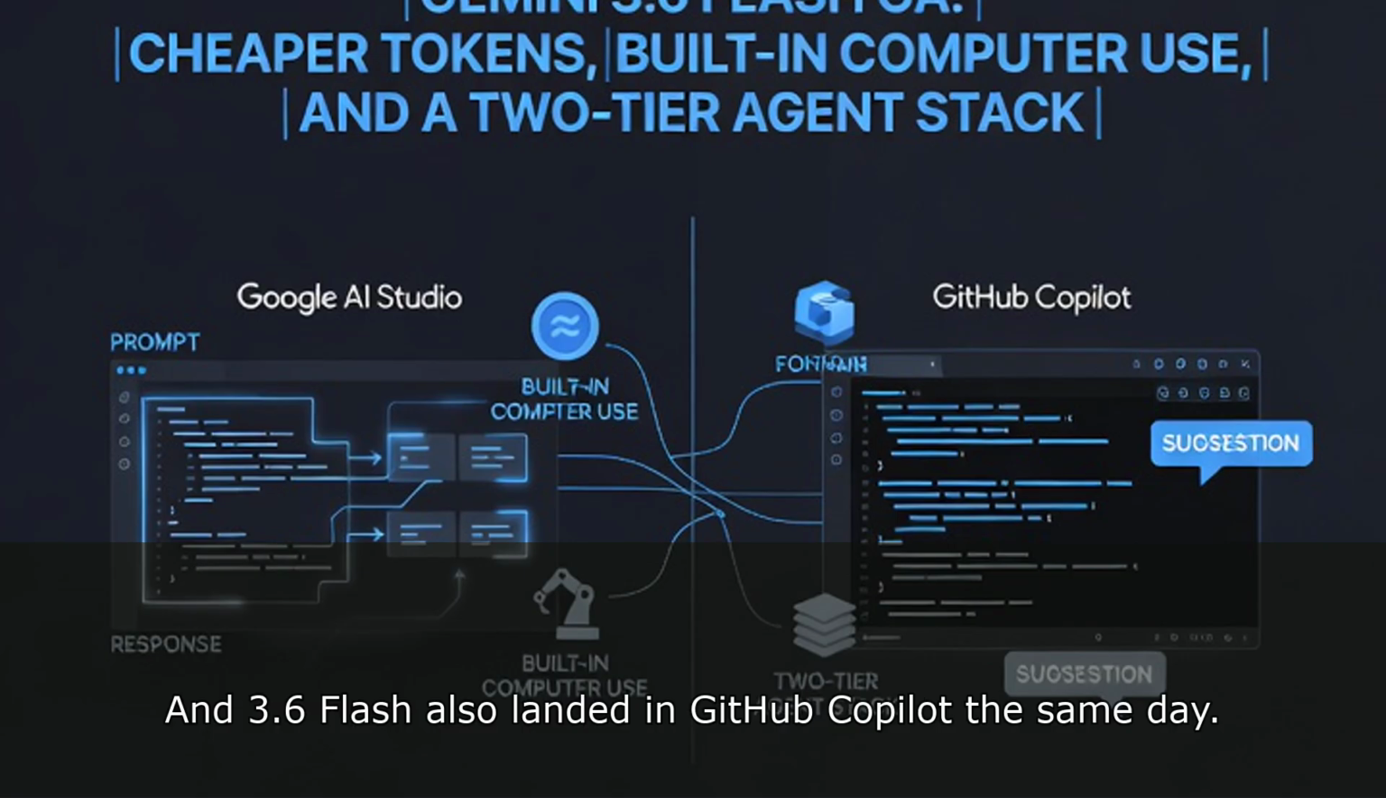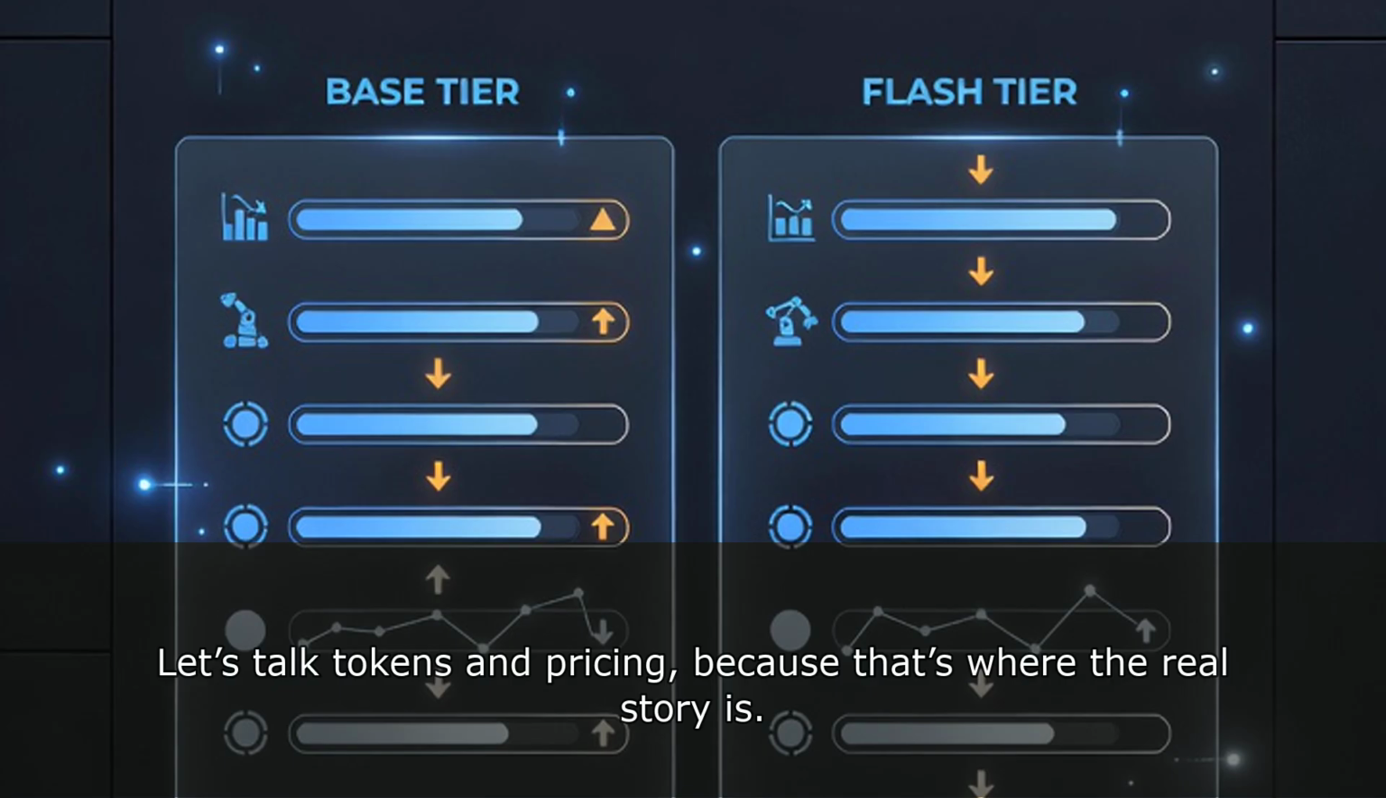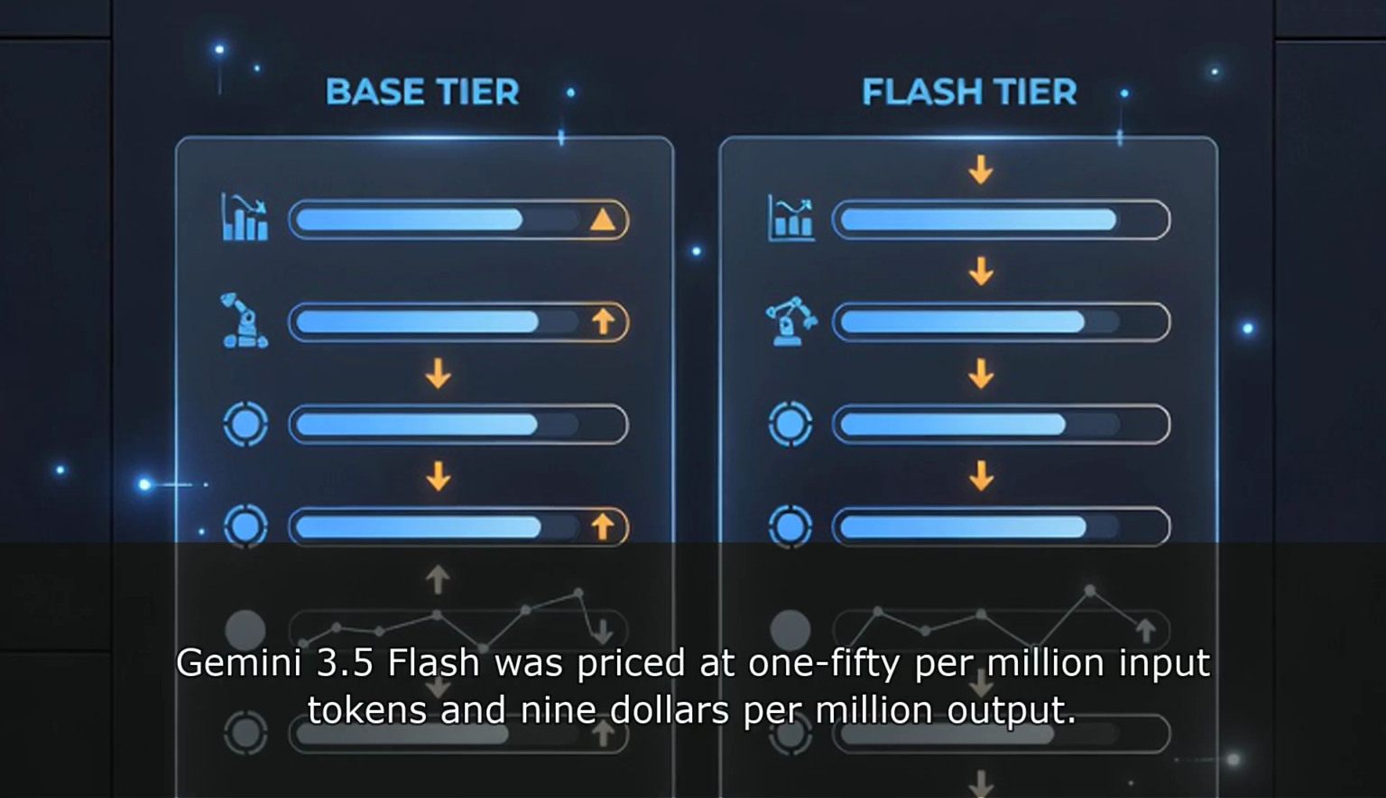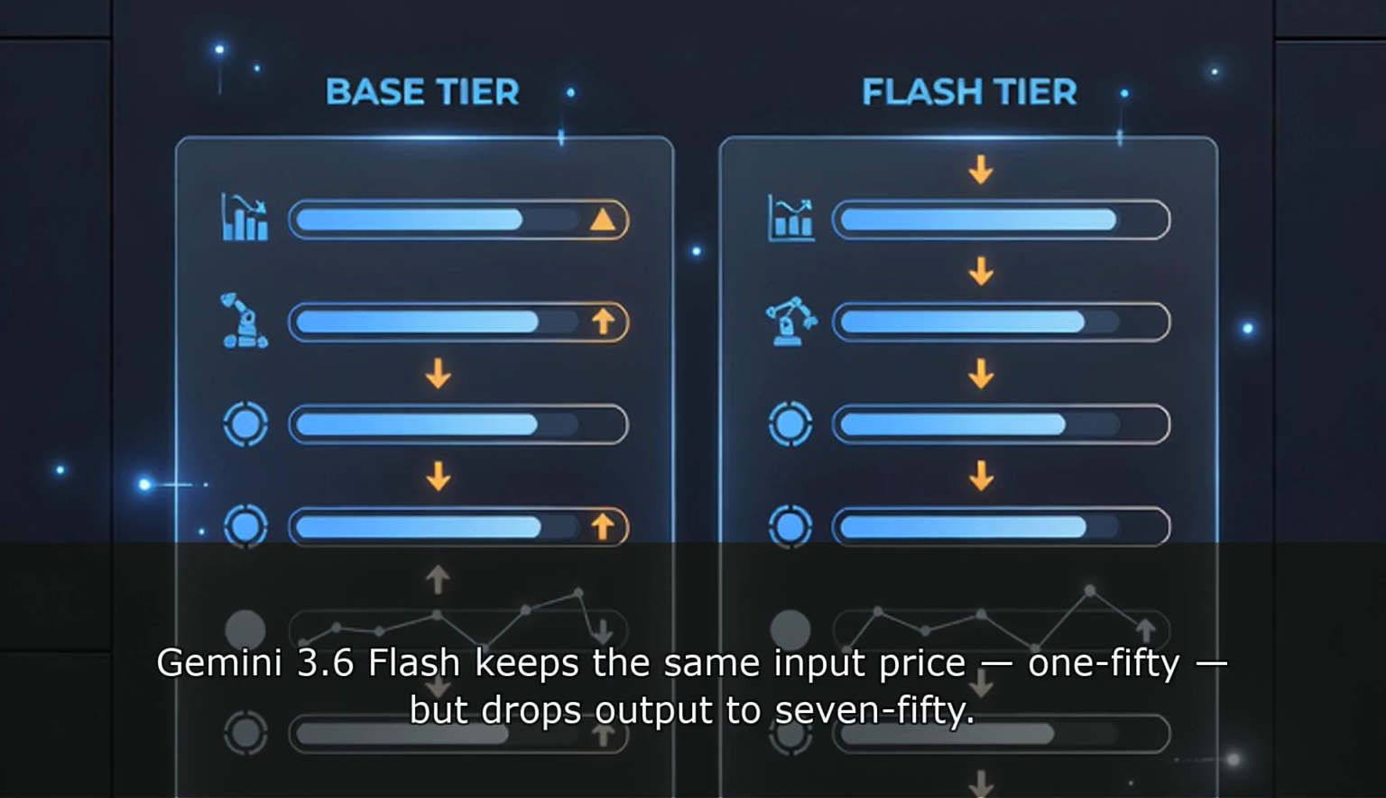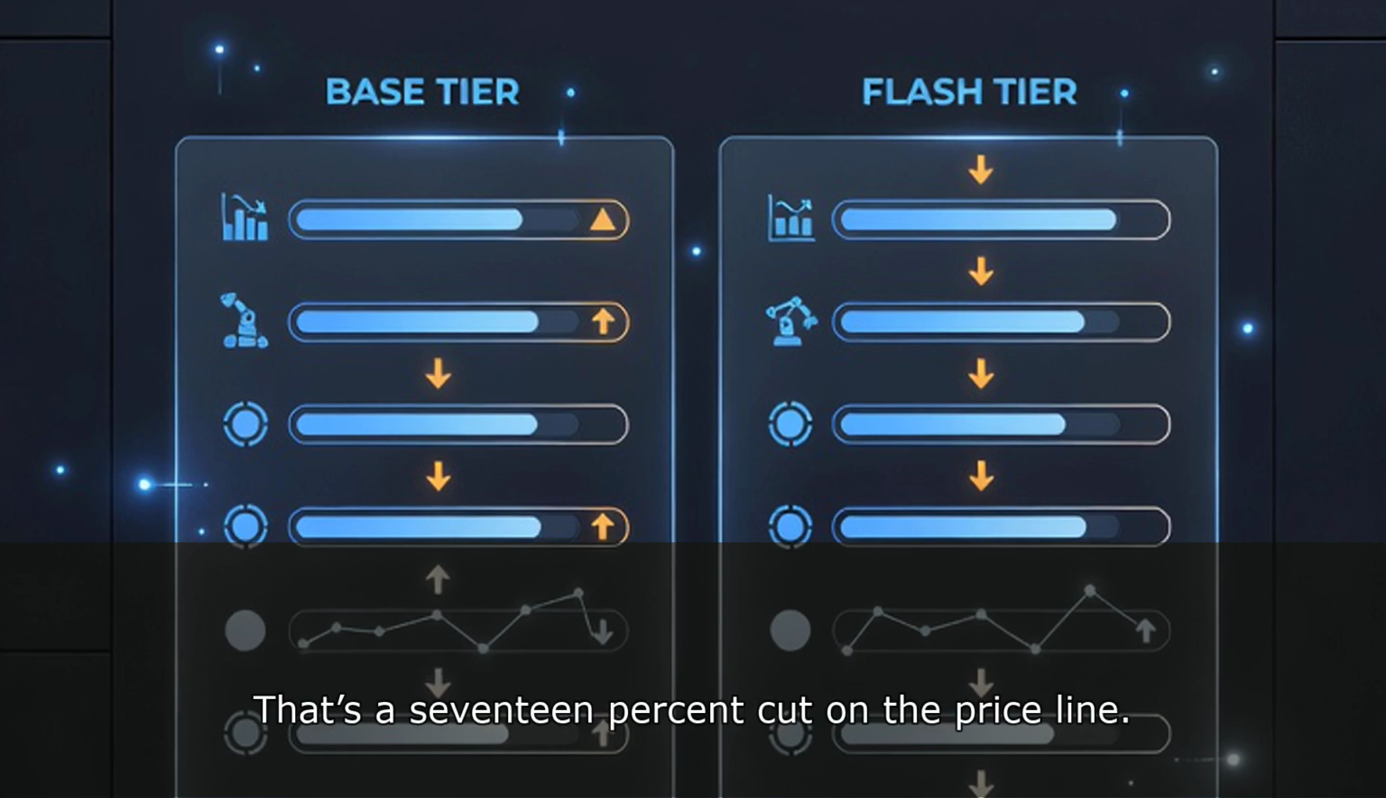Let's talk tokens and pricing, because that's where the real story is. Gemini 3.5 Flash was priced at $150 per million input tokens and $9 per million output. Gemini 3.6 Flash keeps the same input price, $150, but drops output to $750. That's a 17% cut on the price line.